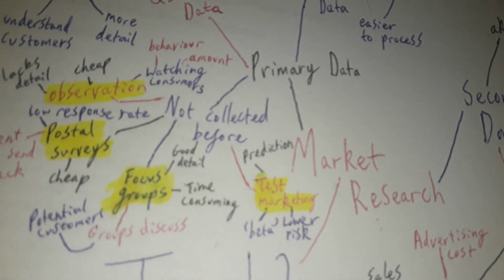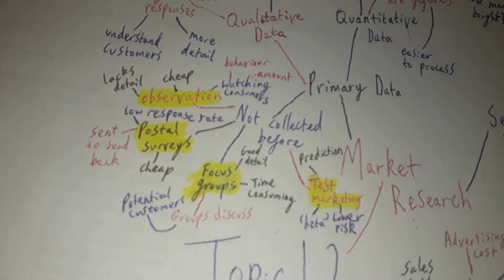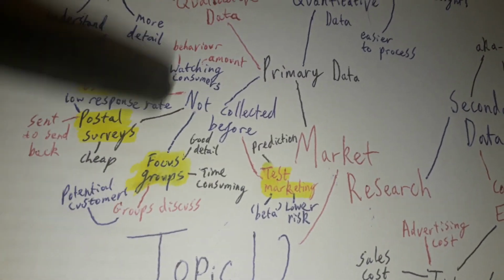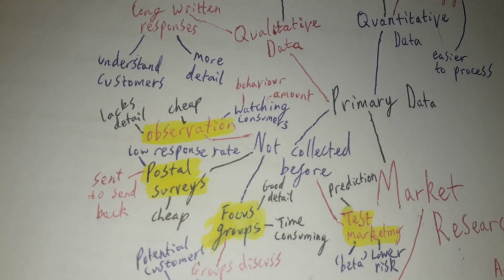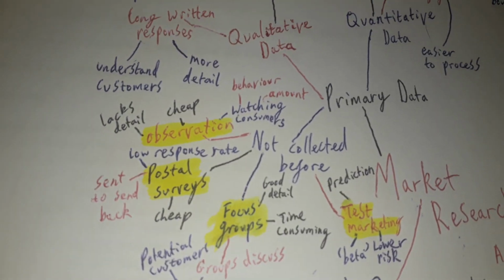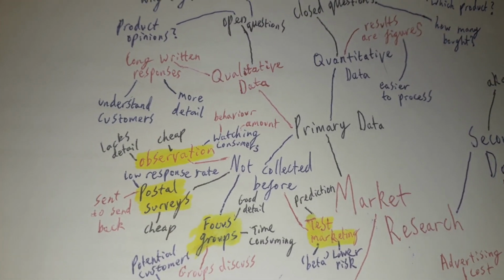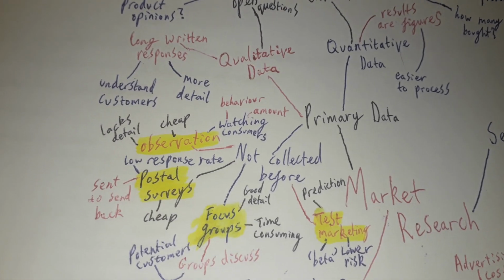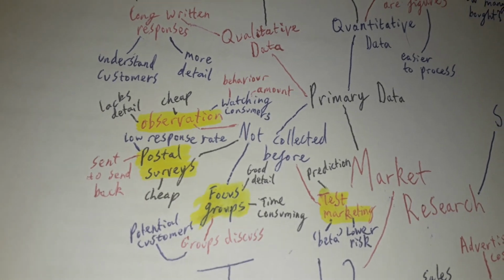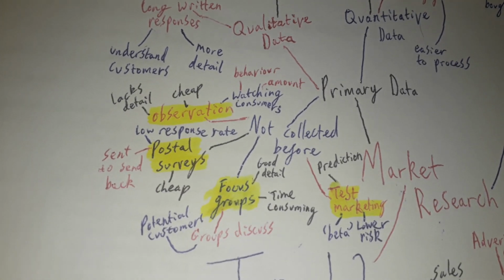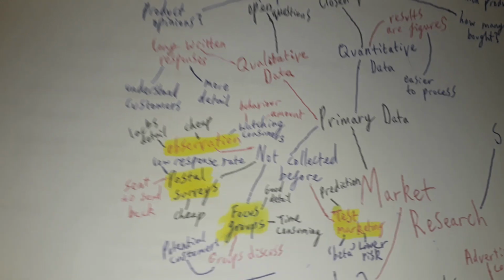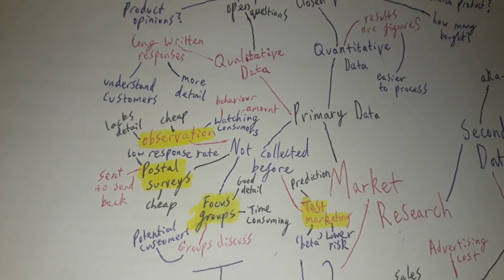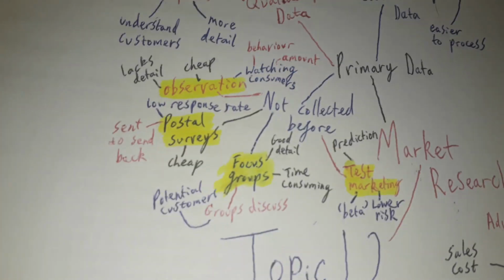Primary data is data that's not been collected before. This includes observation, postal surveys, focus groups, and test marketing. Observation is where you watch the customers. You see their behavior, the amount they buy, and the number of them altogether. This is a very cheap method, and you see how often your product is picked. However, it lacks detail. You're not understanding the reasons behind people's behavior.